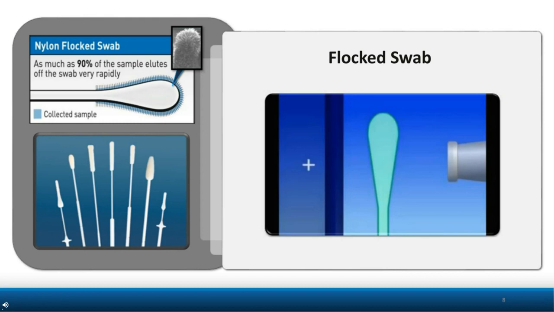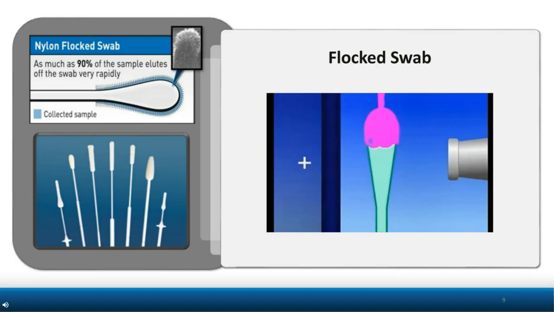So Copan invented the nylon flocked swab. And as you can see here in the upper left, rather than being just a stick applicator, it has a molded head, as you can see here. And this is important because when the flock swabs are made, as you can see on the right-hand picture, we start with that molded head top.